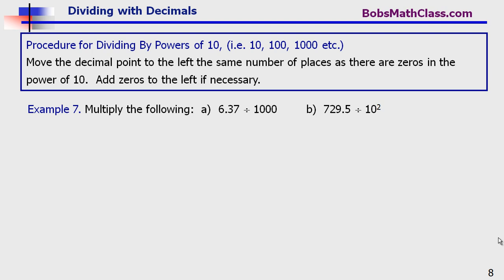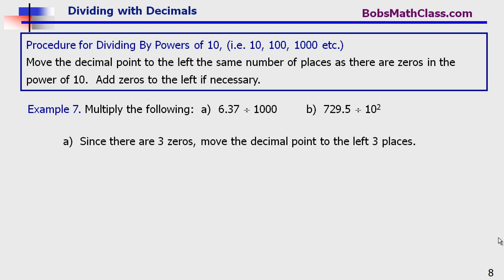Okay, so 6.37 divided by 1,000. Now, how many zeros are in the 1,000? 3, right? So all we're going to do is move the decimal point 3 places to the left from the original number, 6.37. That's our dividend. We're just going to move it over 3 places to the left. So we're going to have to add some zeros. So since there are 3 zeros, move the decimal point to the left 3 places. So that gives us 0.00637.